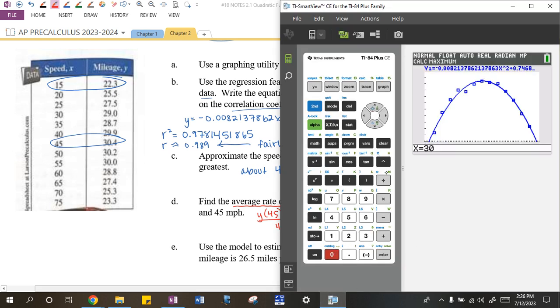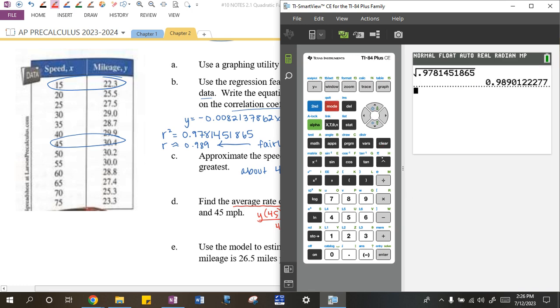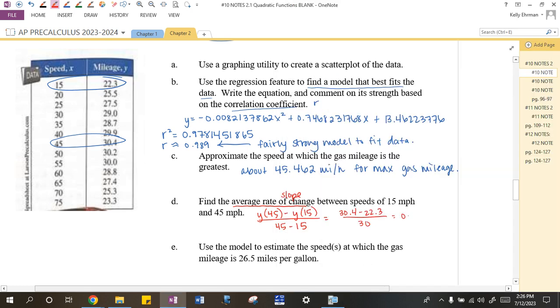And quit to your home screen. So 30.4 minus 22.3, divide that by 30, means 0.27. What is the label on this? I know it just said find it, not to interpret it, but you should get in the practice of labeling.